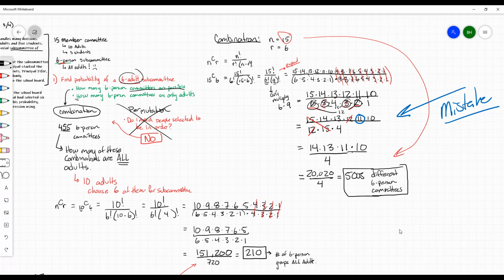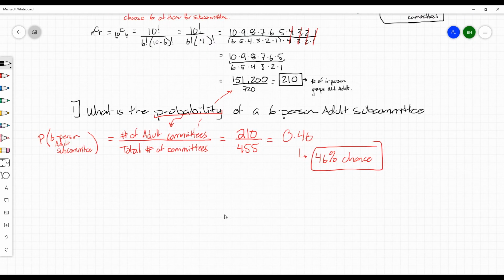So the same process applies. It's just that instead of the denominator being 455, I made a little mistake there. The denominator is actually going to be 5,005. And this would give me a slightly different answer. If I take my calculator, I do 210 divided by 5,005. Yes, this seems a little bit better. 0.041. If I turn this into a percentage, I get a 4.1% chance. Yes, that's a little bit more rare for us to get an all-adult committee, which is appropriate.